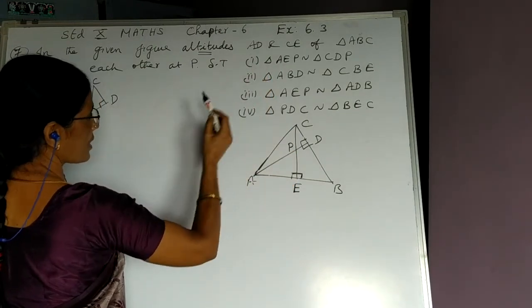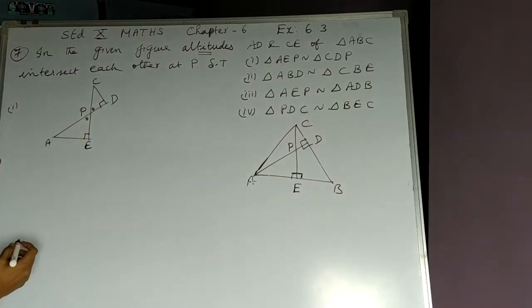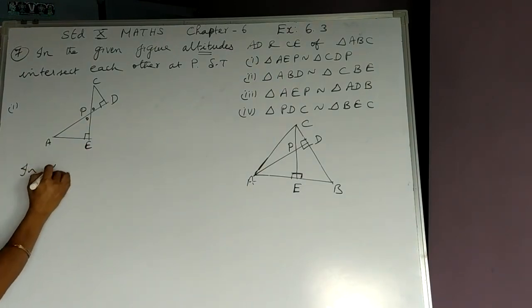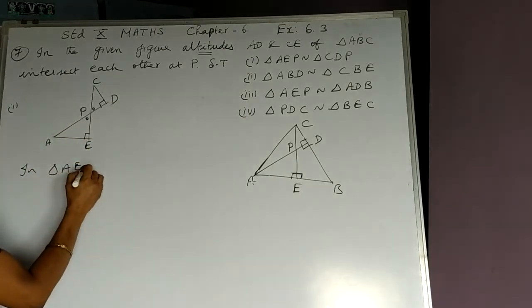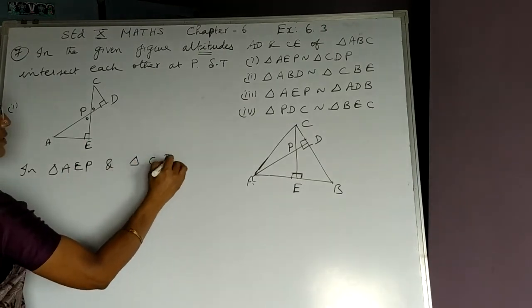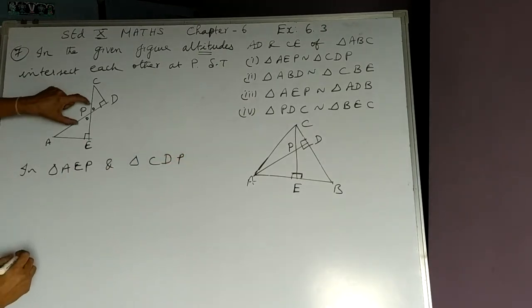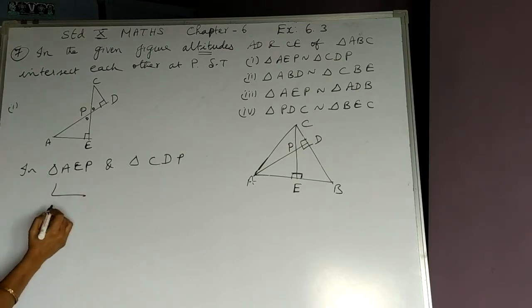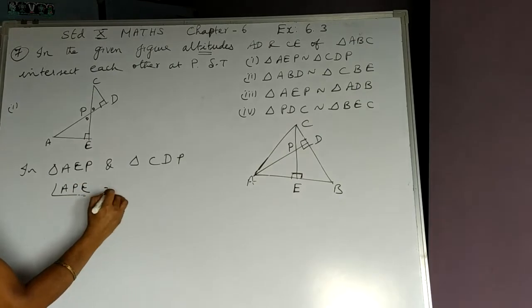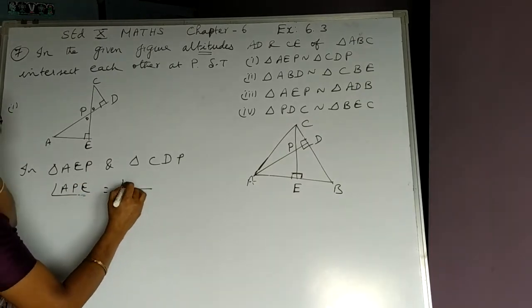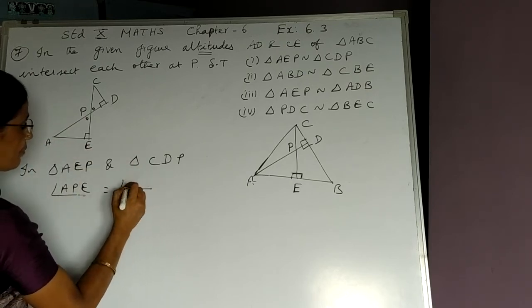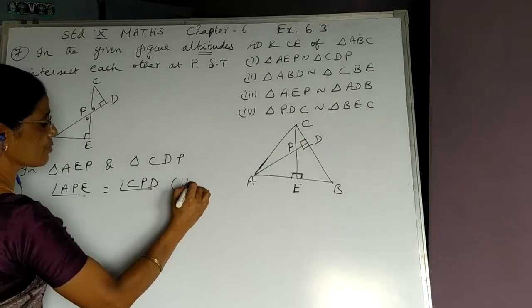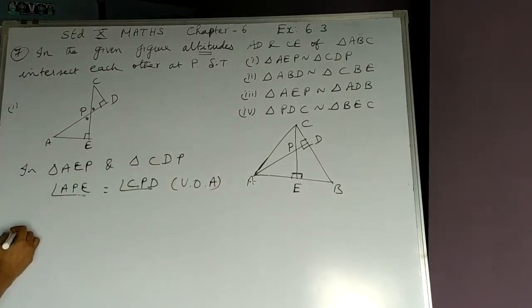There are four results we have to prove. The first result is that triangle AEP is similar to triangle CDP. So I have separated these two triangles from the main figure and considered triangle AEP and triangle CDP. These two angles are nothing but vertically opposite angles. So angle APE is equal to angle CPD. The reason is vertically opposite angles.